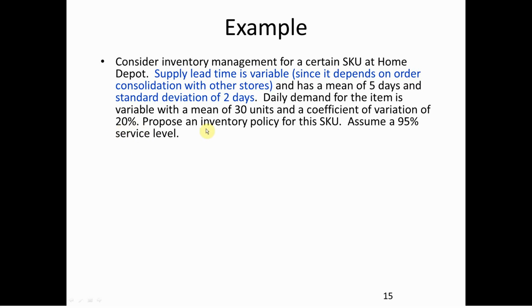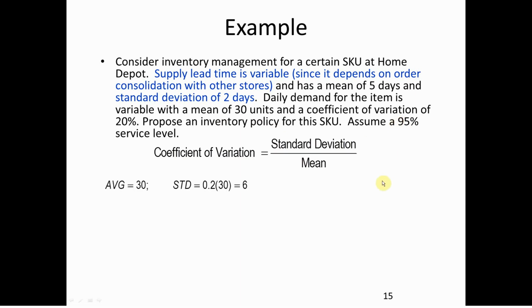What inventory policy would we want, given this uncertain lead time, not a constant lead time, if we want to maintain a 95% service level? Okay, once again, we have that our demand is 30 units a day, and our standard deviation would be 6 units a day, by looking at 20% times 30, which is the standard deviation divided by the mean times the mean, giving us 6. These are days.